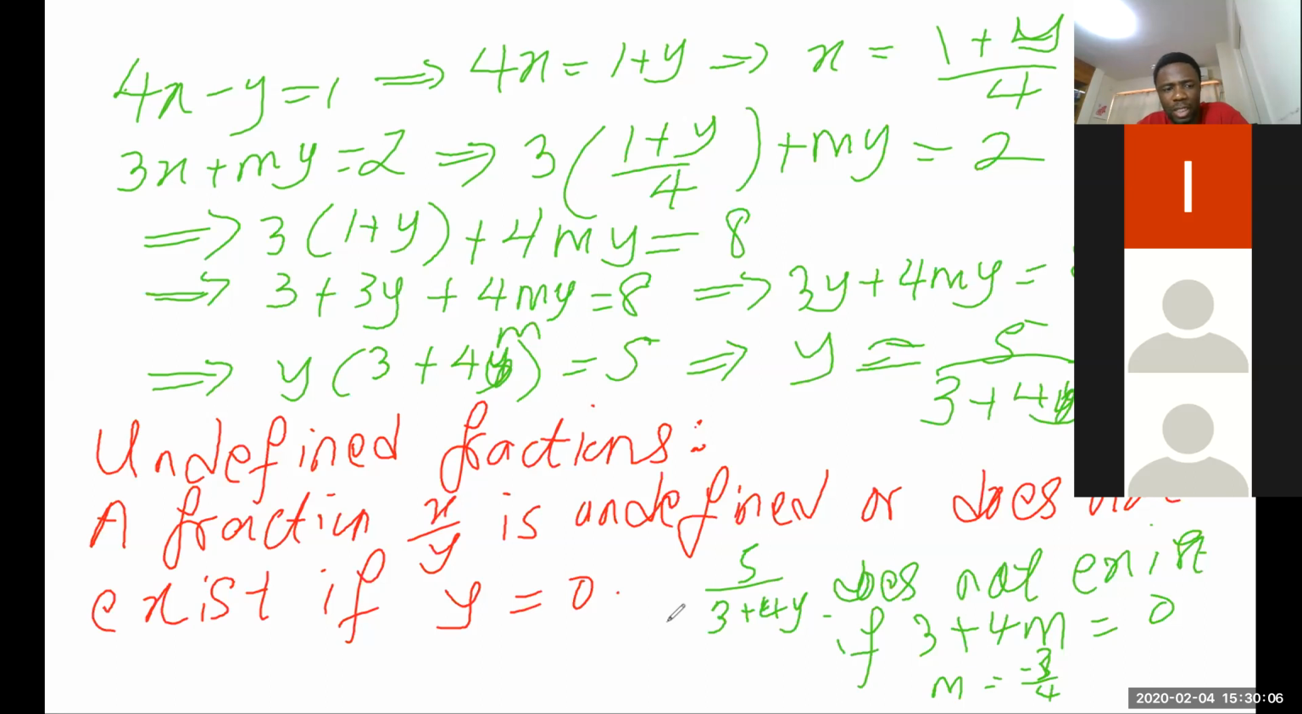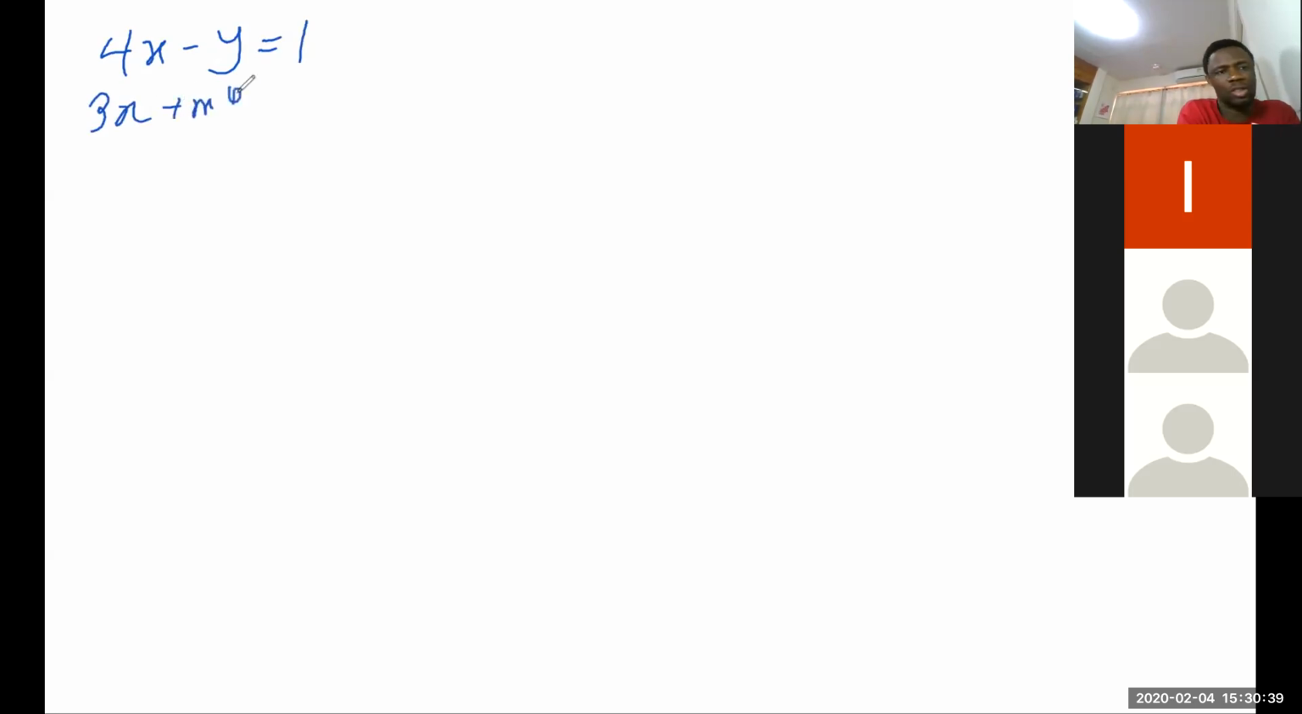Please confirm if you understand that. Understood. Perfect. Okay. Now, this is a very long way to do it. We don't have to go through all this. Look, 4x minus y is equal to 1, and 3x plus my is equal to 2. You can use the elimination.